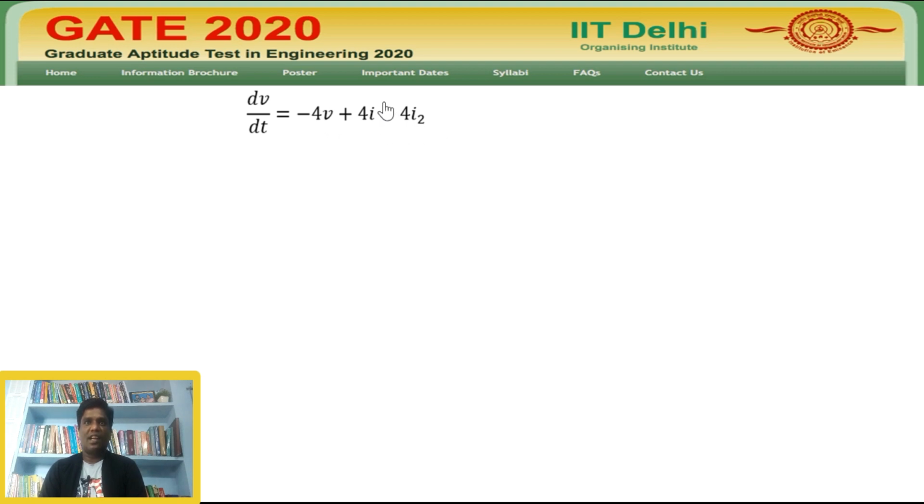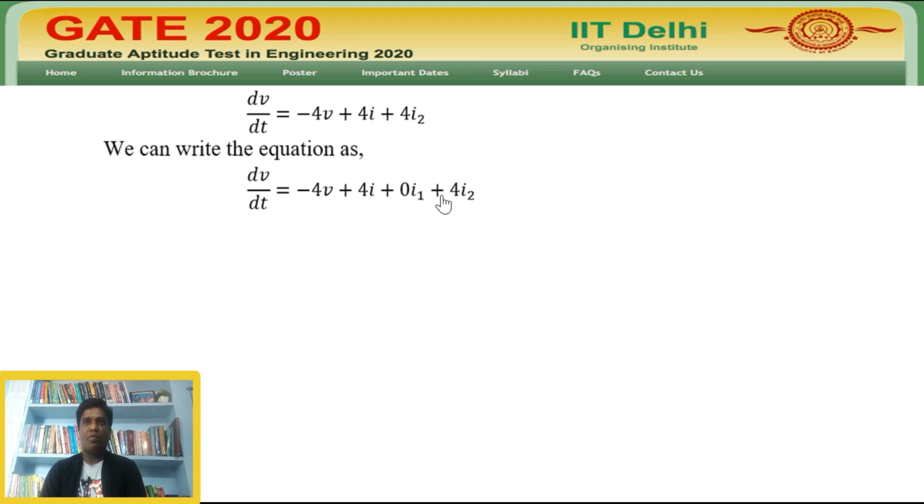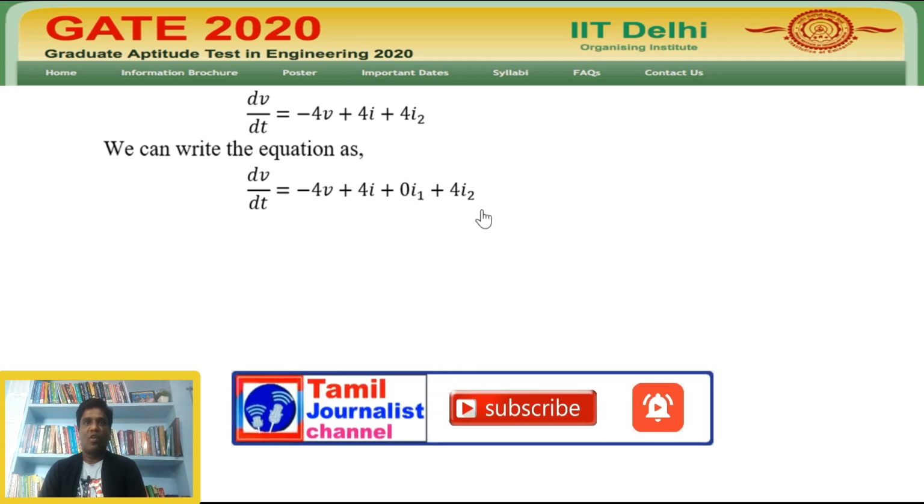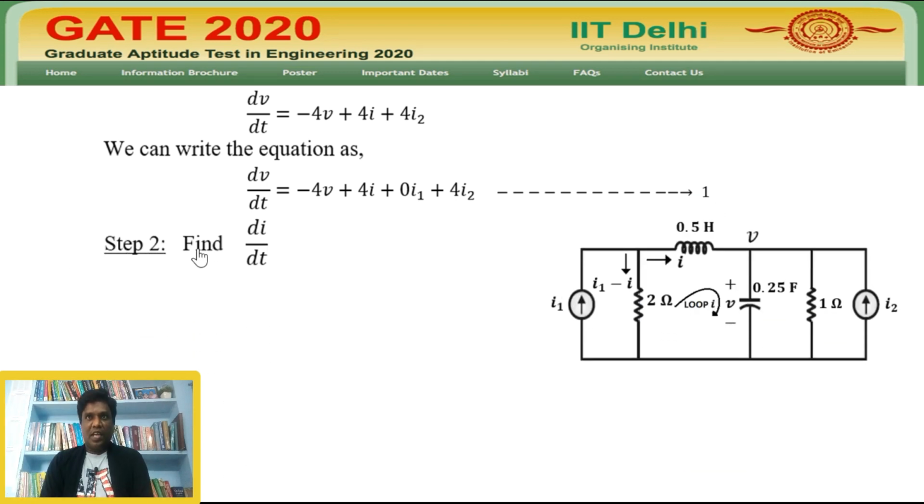In this equation, on the right hand side, the I1 term is missing. So we can write the equation as dV by dt equal to minus 4V plus 4I plus 0I1 plus 4I2. Now we can consider this as equation number 1. Next, step number 2, here we are going to find dI by dt by applying KVL at loop number 1.